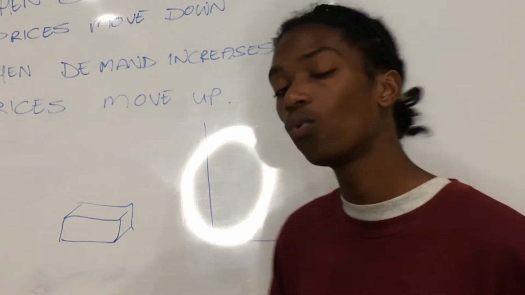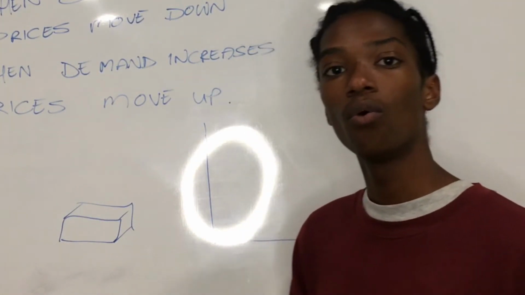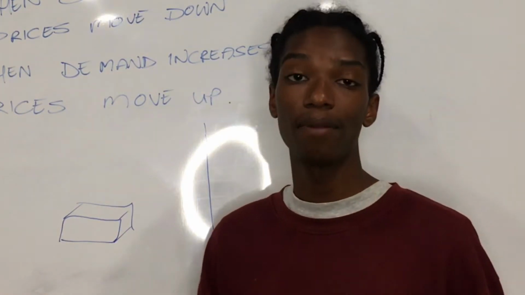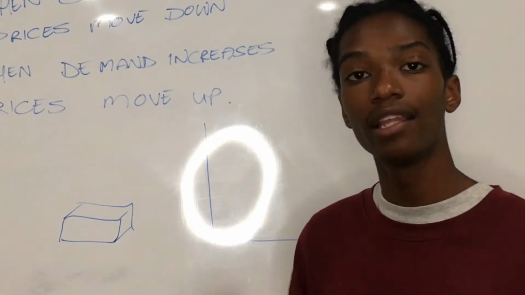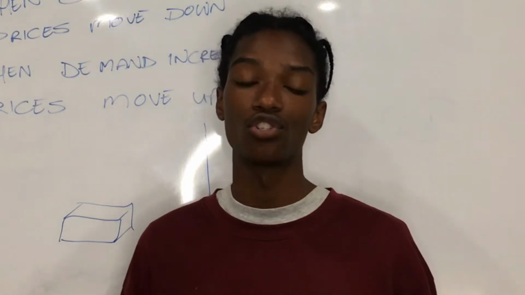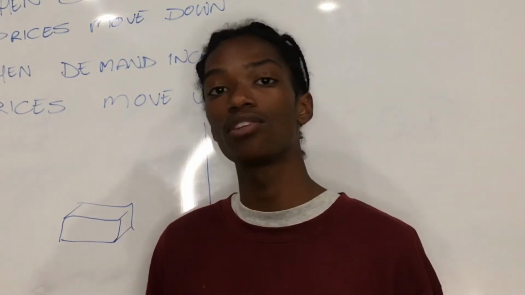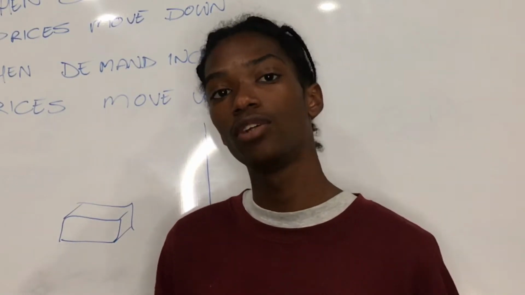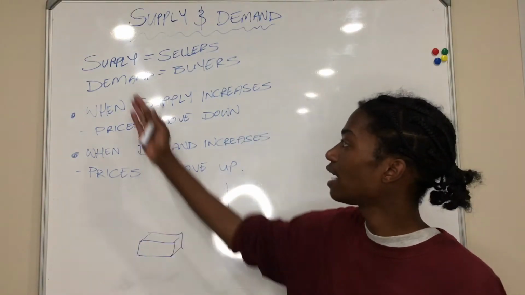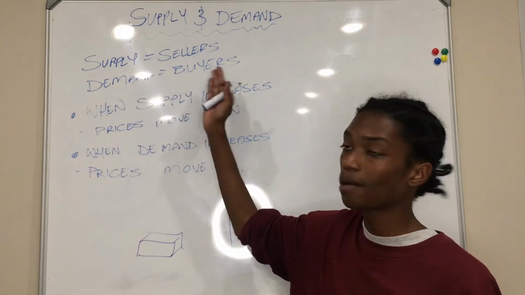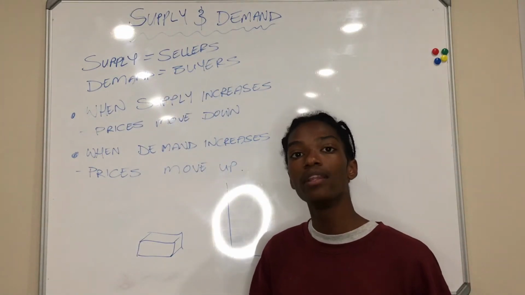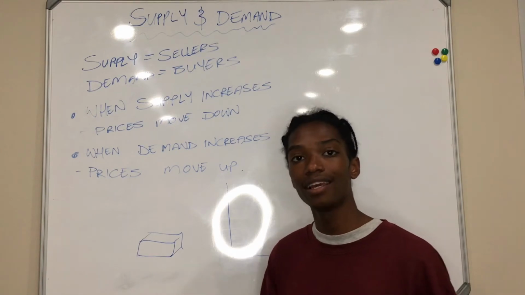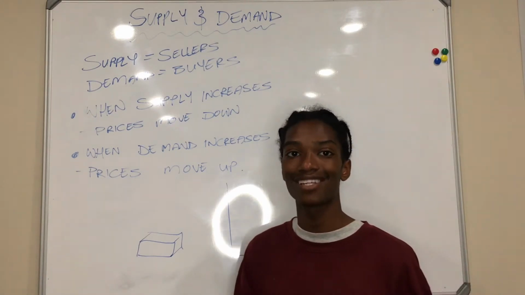Now what happens when there is an excess of supply? Obviously, when there's more supply of a particular thing, then the prices of that thing drop because there's more of that particular asset within circulation. Now, we'll go over to the other end. We said that demand equals buyers. So what happens to an asset when there's more demand? When there's more demand for a particular asset, the prices of that asset increase.